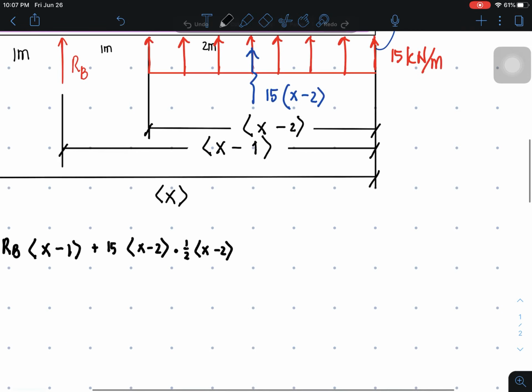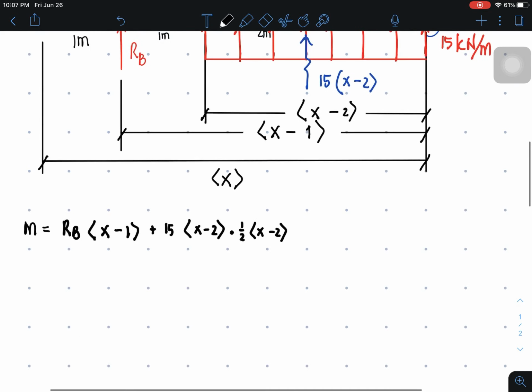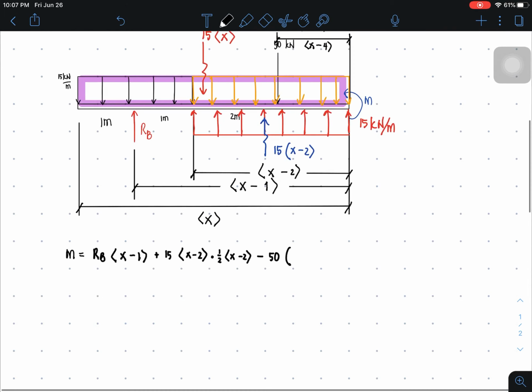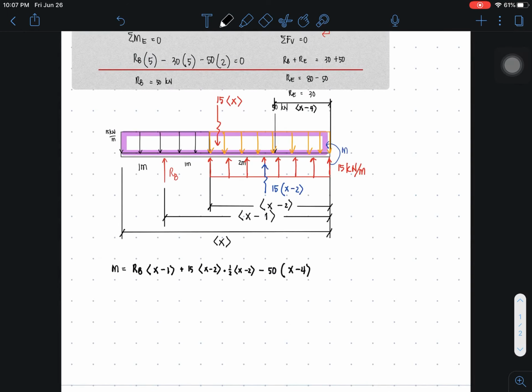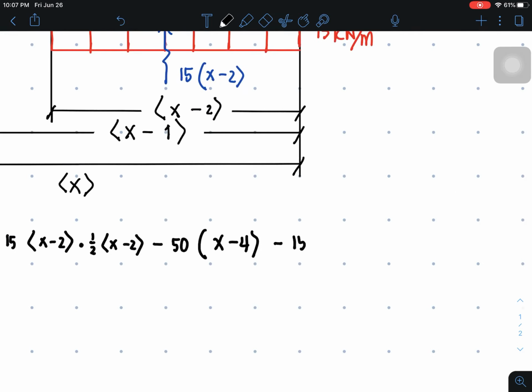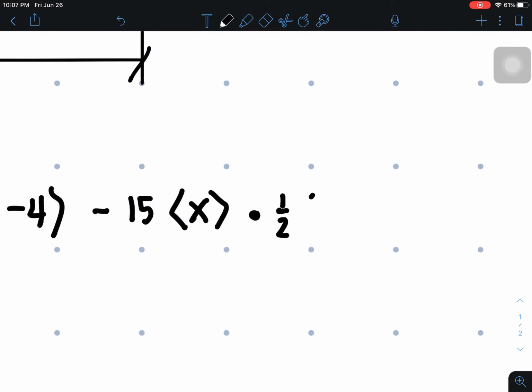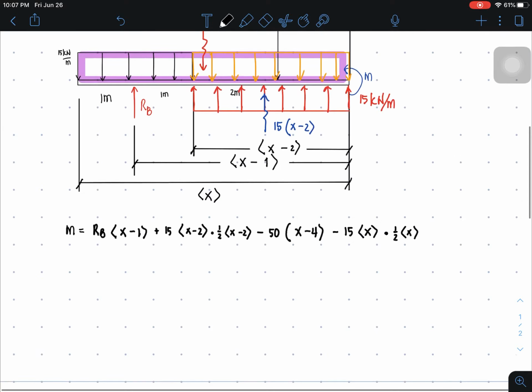So the rotation of 50 about point of cutting is counterclockwise. So it's going to be minus 50 times moment arm is x minus 4. So x minus 4. And proceed now with the last one, that. So minus 15x times moment arm, 1/2 of x, diba? So that is our moment equation, but ato siyang i-simplify.